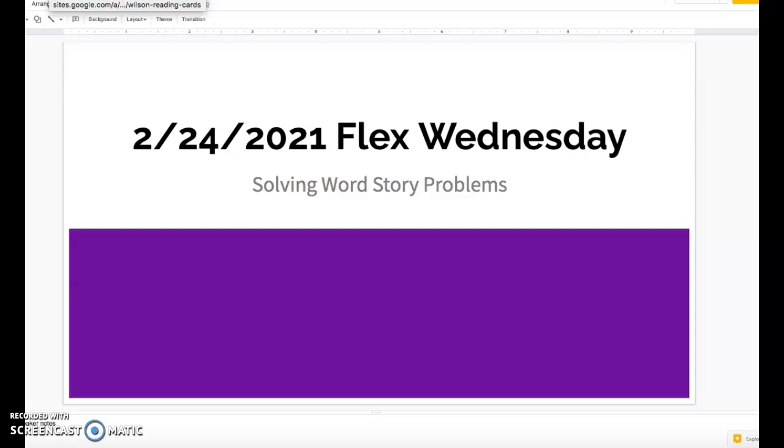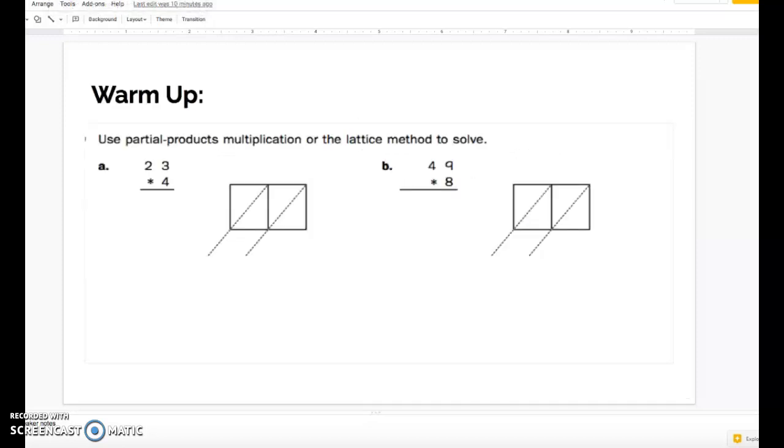Hi, fourth graders, and welcome to Flex Wednesday. Today, we're going to be reviewing solving word story problems. But to start, let's start with the warm-up.